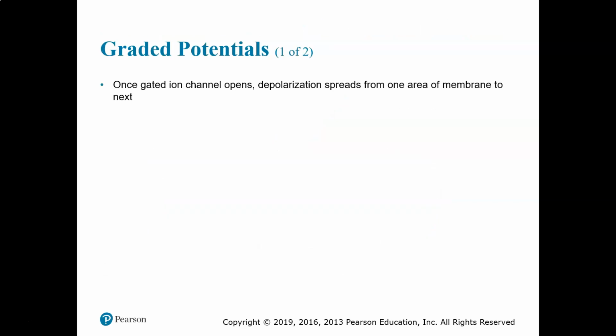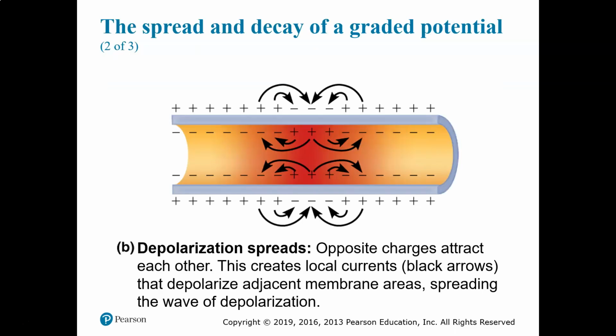Once the gated ion channel opens, depolarization spreads from one area to the next. That spreading creates local currents, which are represented by the black arrows that depolarize adjacent membrane areas. So depolarization can spread a little bit, but it's not going to go all the way. It's not like an action potential. It can be large or small, but it does have a stopping point.